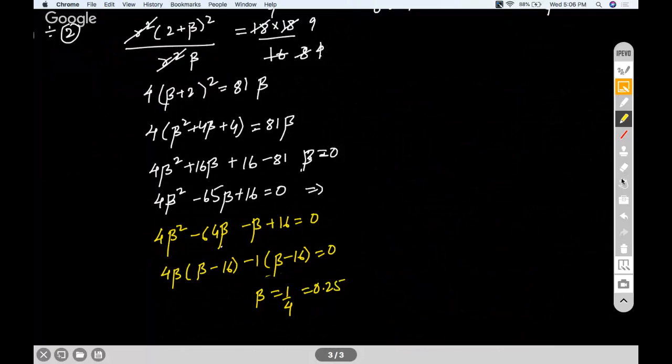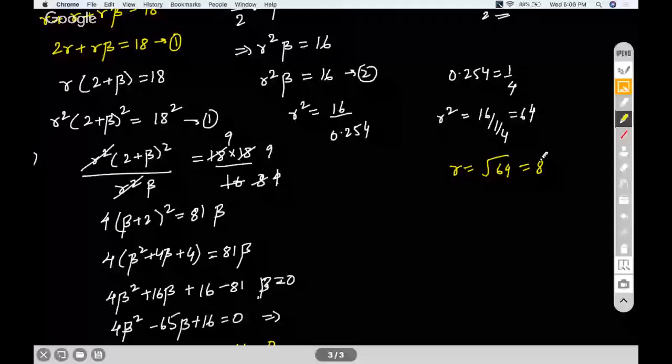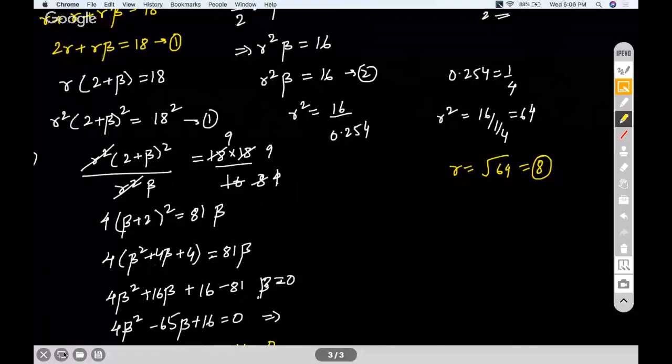So from here I can get the value of r. R will be nothing but under root of 64, which is going to be 8. Is that fine? Okay. So let's move on to the next question now.